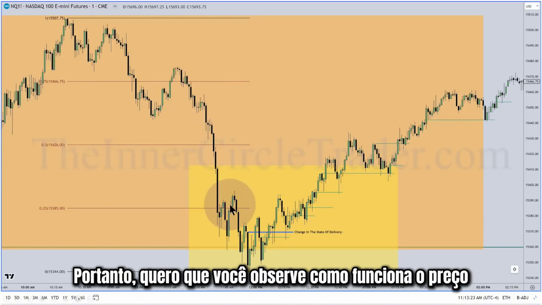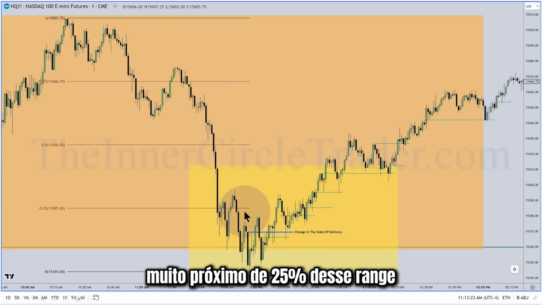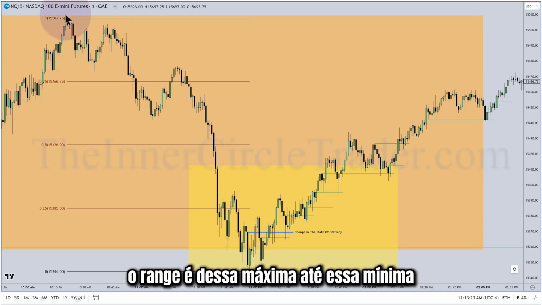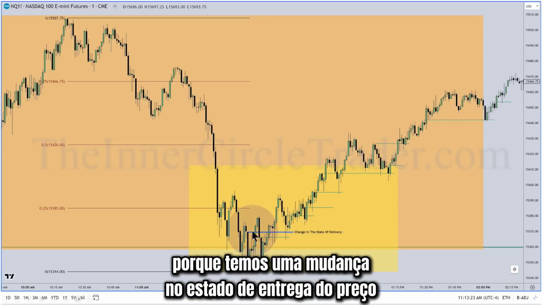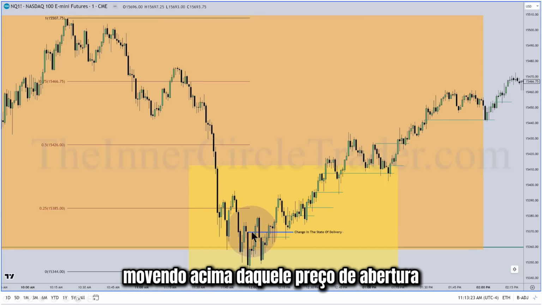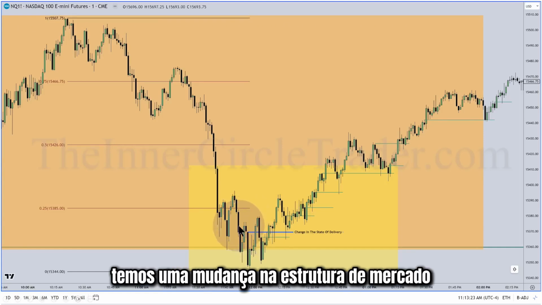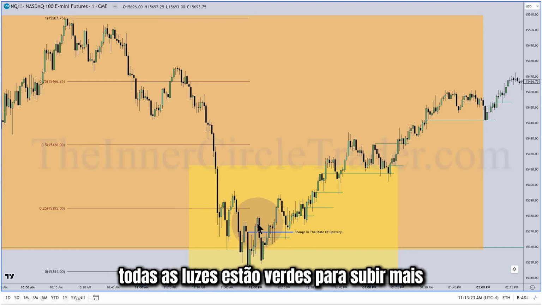So I want you to notice how as price works very close to the 25% of that range, again, the range is the high to that low, we are trusting that it wants to go higher now because we have a change in the state of delivery. When that candle starts moving above that opening price, now we have it. It's in place. We have a shift in market structure. All lights are green for going higher.